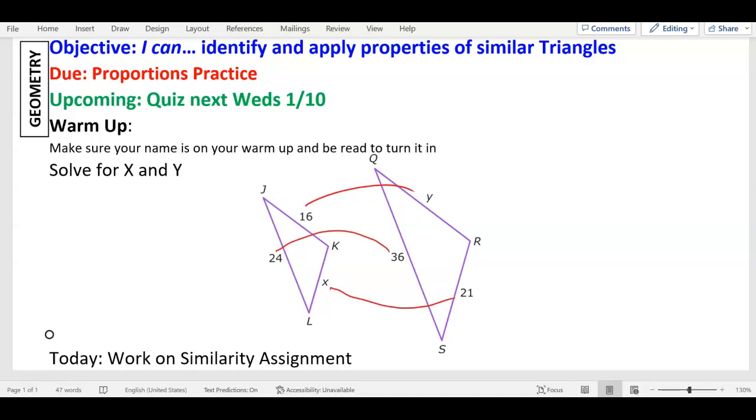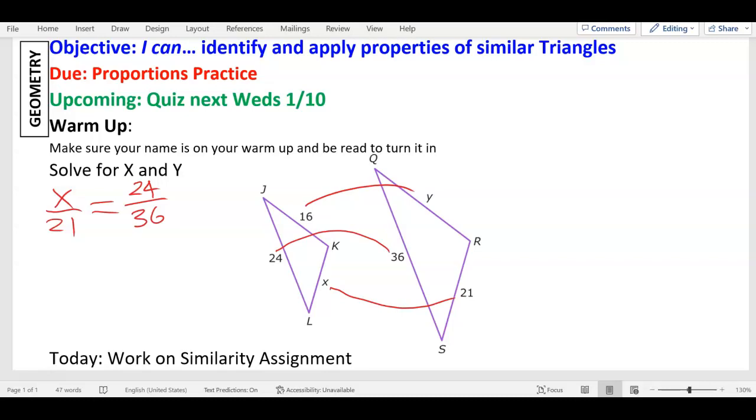X from left to right goes to 21, so I'm going to write x over 21 and set it equal to the one with both numbers, which is this one, 24 to 36. So 24 over 36 from left to right. Do you see how I set that up? I use x, I use the both numbers, right? So let's solve this.